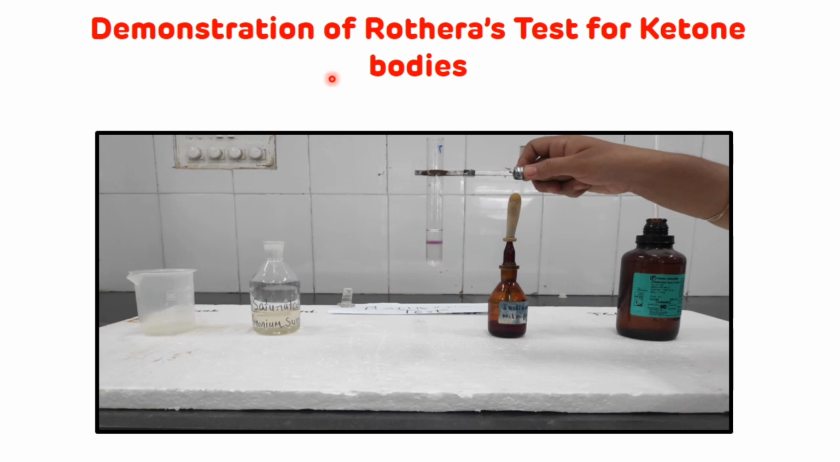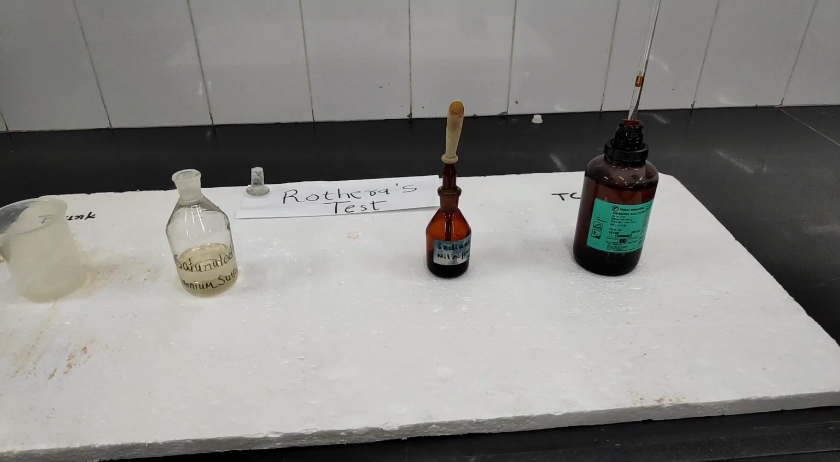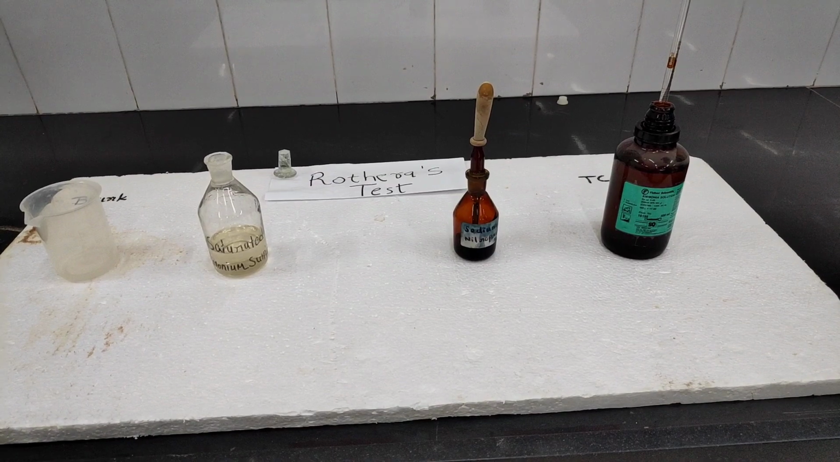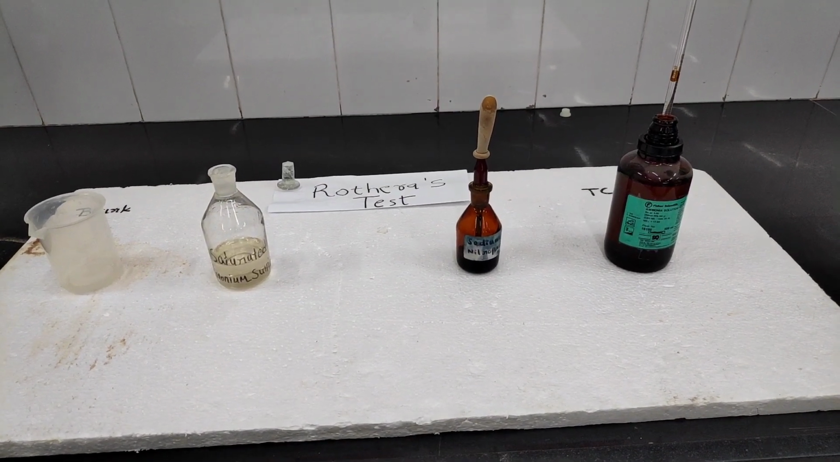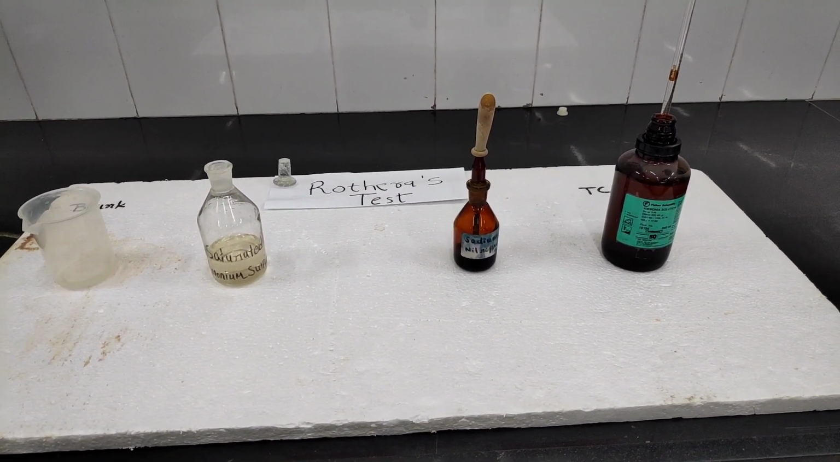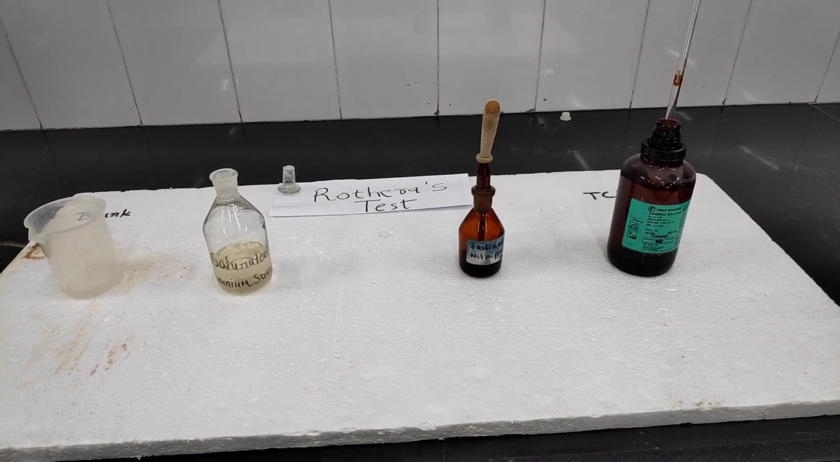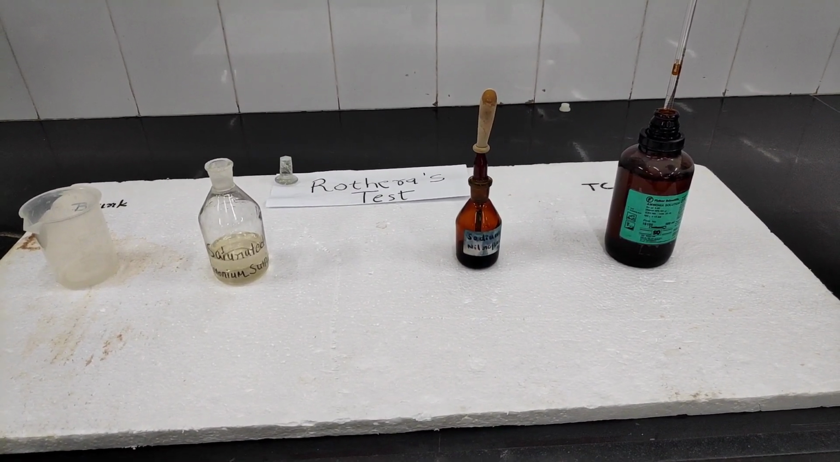Now we will see a demonstration of Rothera's test, which is done for the ketone bodies. We have already seen the principle of Rothera's test, which is done for the detection of ketone bodies like acetone and acetoacetate in the urine. Now we will see the procedure of Rothera's test.